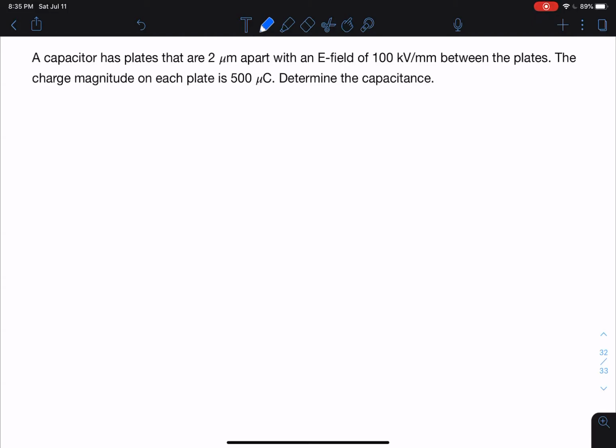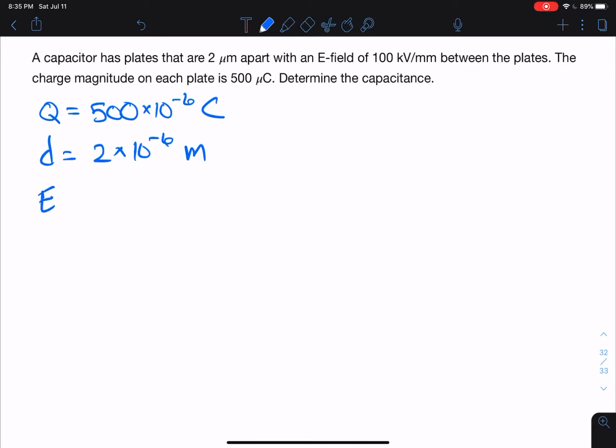Essentially, the approach you want to use is very similar to what you would use for kinematics, which is to write down what you know. So in this case, we know Q is 500 microcoulombs, so that's times 10 to the negative 6 coulombs. I know the distance between the plates, that's 2 times 10 to the negative 6 meters.